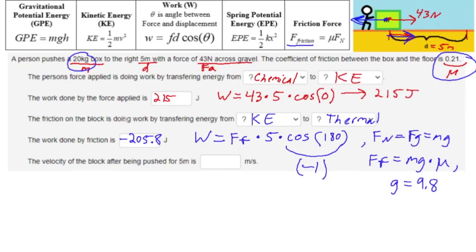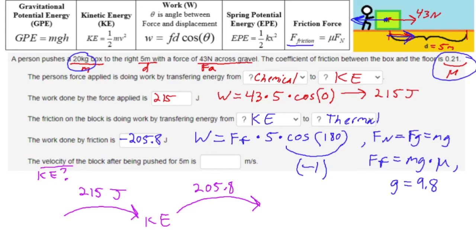Now that we solve for work from the force applied and work done by friction, we need to figure out the velocity of the block after it's being pushed. And when we think about velocity, that's really telling us that we need to think about kinetic energy. And that just means that we have to figure out what kinetic energy is. Well, if we look at what we already did here, we figured out that force applied is transferring 215 joules of energy into kinetic. So here's our kinetic here. But simultaneously, force friction is taking out 205.8 joules of energy.